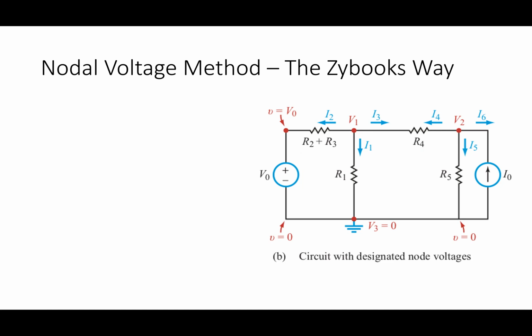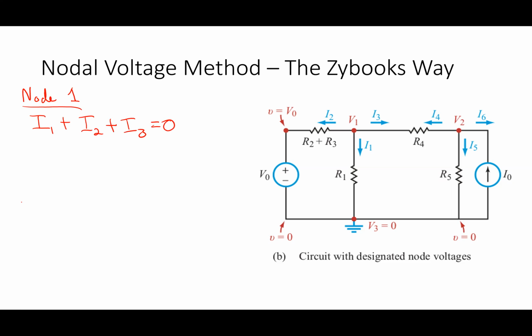Now in the Zybooks approach, if I do this at node 1 and I use this picture right here, what would be the KCL I would write in terms of the currents? Start just with the currents that are defined there. Don't start putting in terms of the node voltages yet. I1 plus I2 plus I3 is 0. Yep, I1 plus I2 plus I3 is 0.